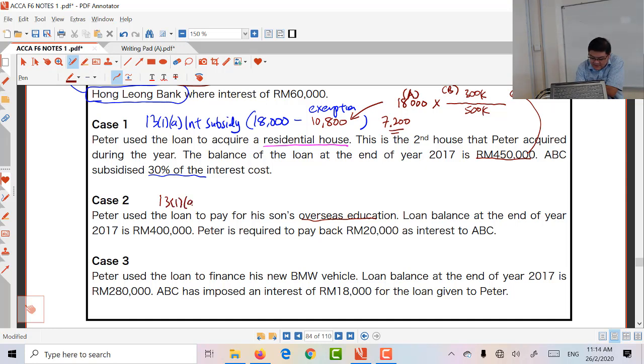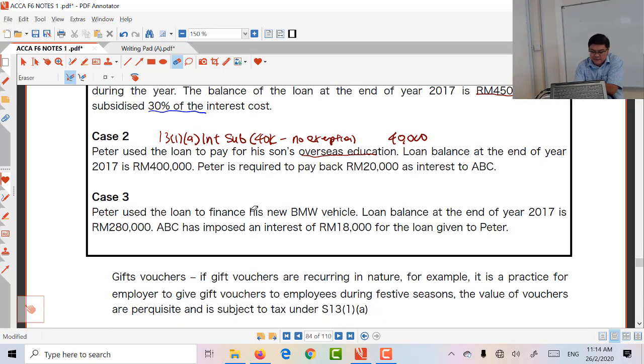Now, the subsidized interest will be 60 minus the 20, right? So it's actually 40,000. And there's no exemption here because the purpose of the loan is not for the three reasons that we know. So the amount is 40K.